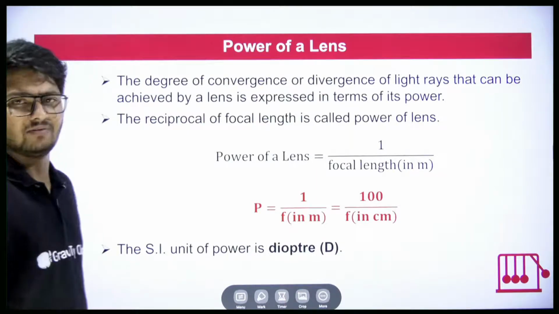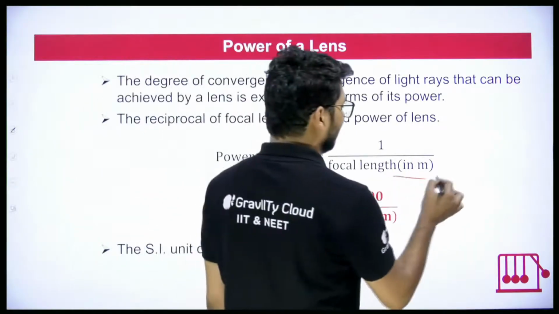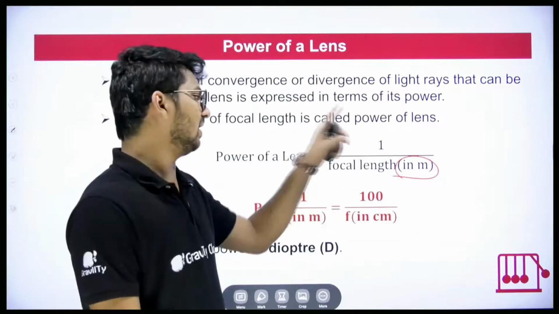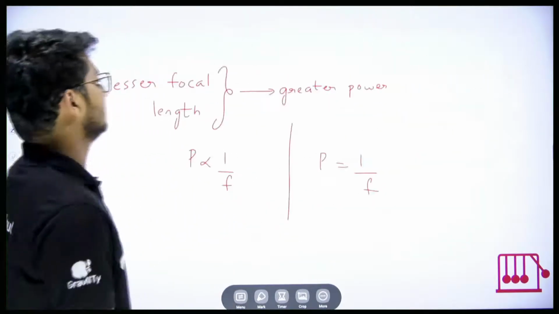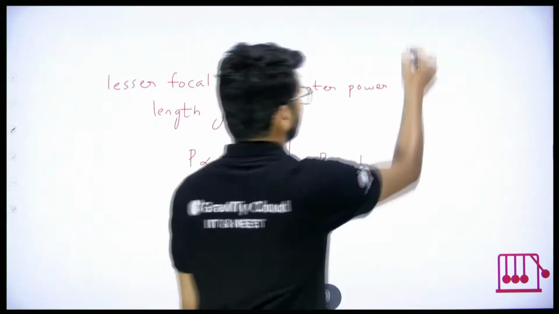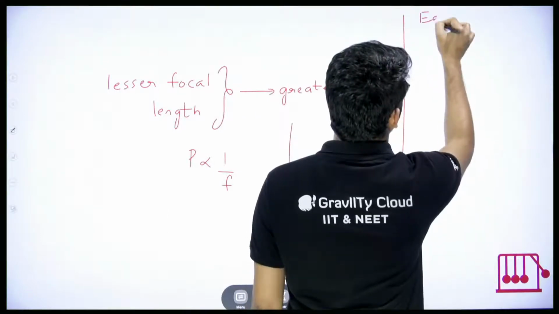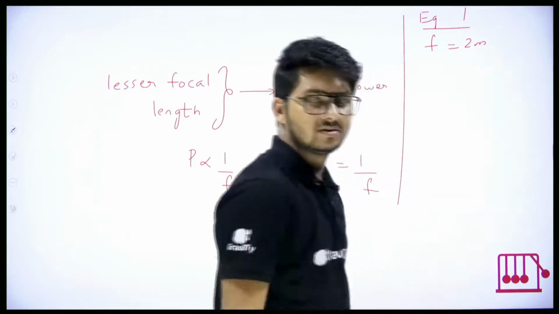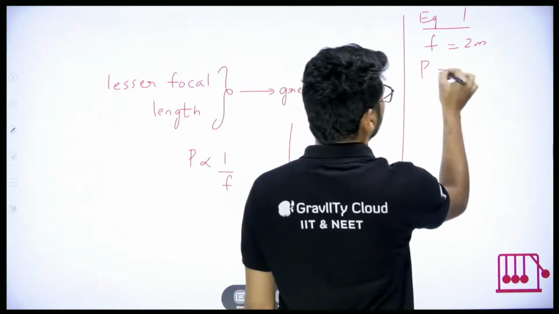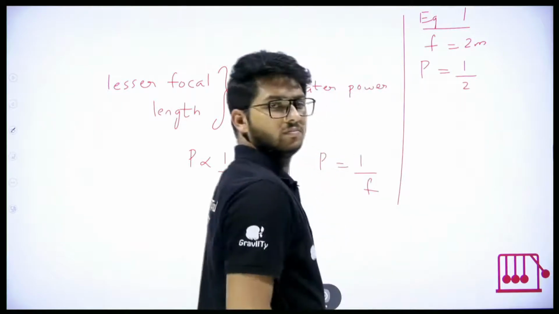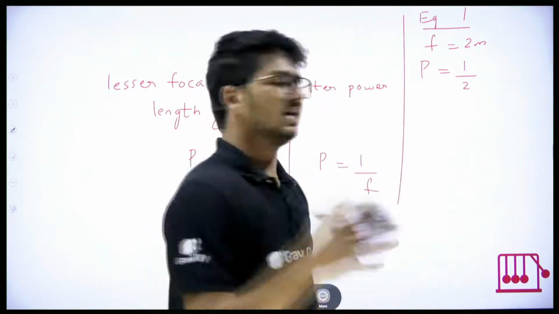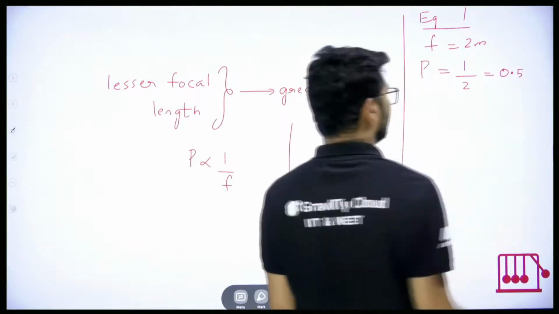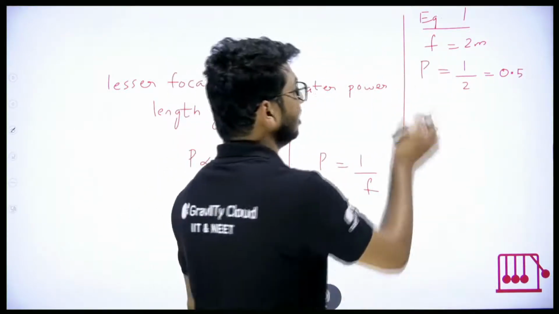Or else you can just remember one formula. Power is equal to 1 by focal length in meters. So if the focal length is in meters, you directly take it as 1 by f. For example, example 1. Focal length is equal to 2 meters. Then we directly take power as what? 1 by 2, because focal length is in meters. So 1 by 2, it is 0.5.